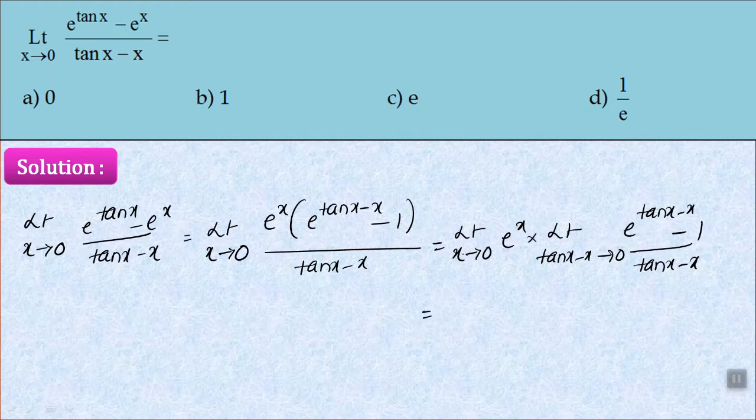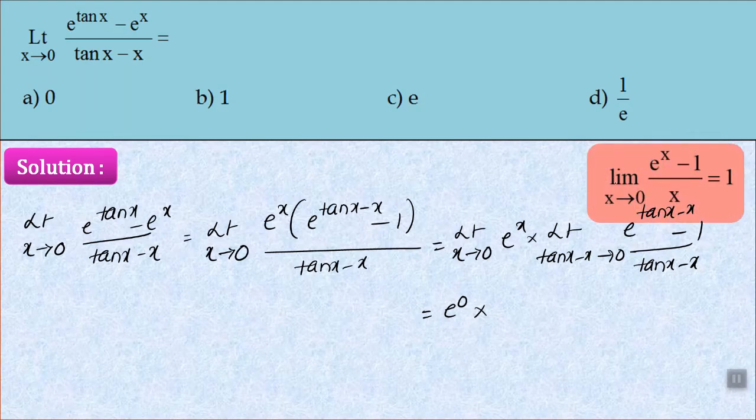This equals to, here substitute the limit, e power 0 into, here we know that limit x tends to 0, (e power x minus 1) divided by x is equals to 1. So here the value is 1. This equals to e power 0, which is 1, into 1. This equals to 1. Therefore the answer is option B.